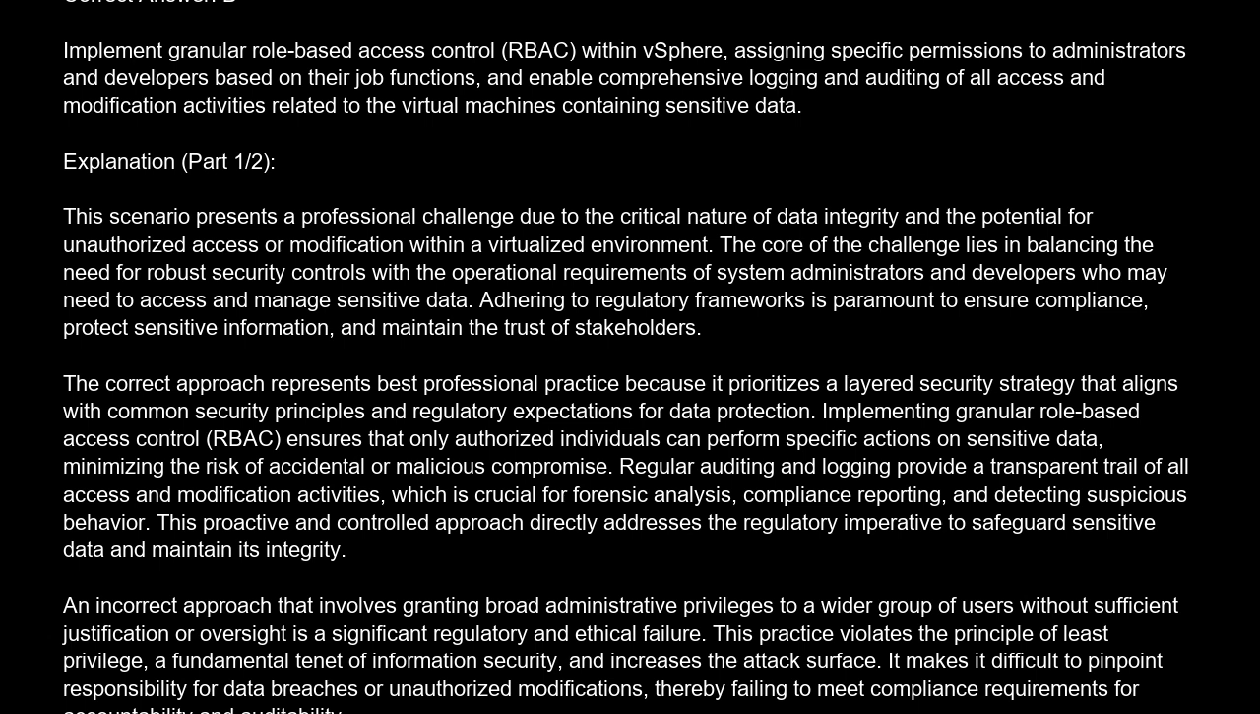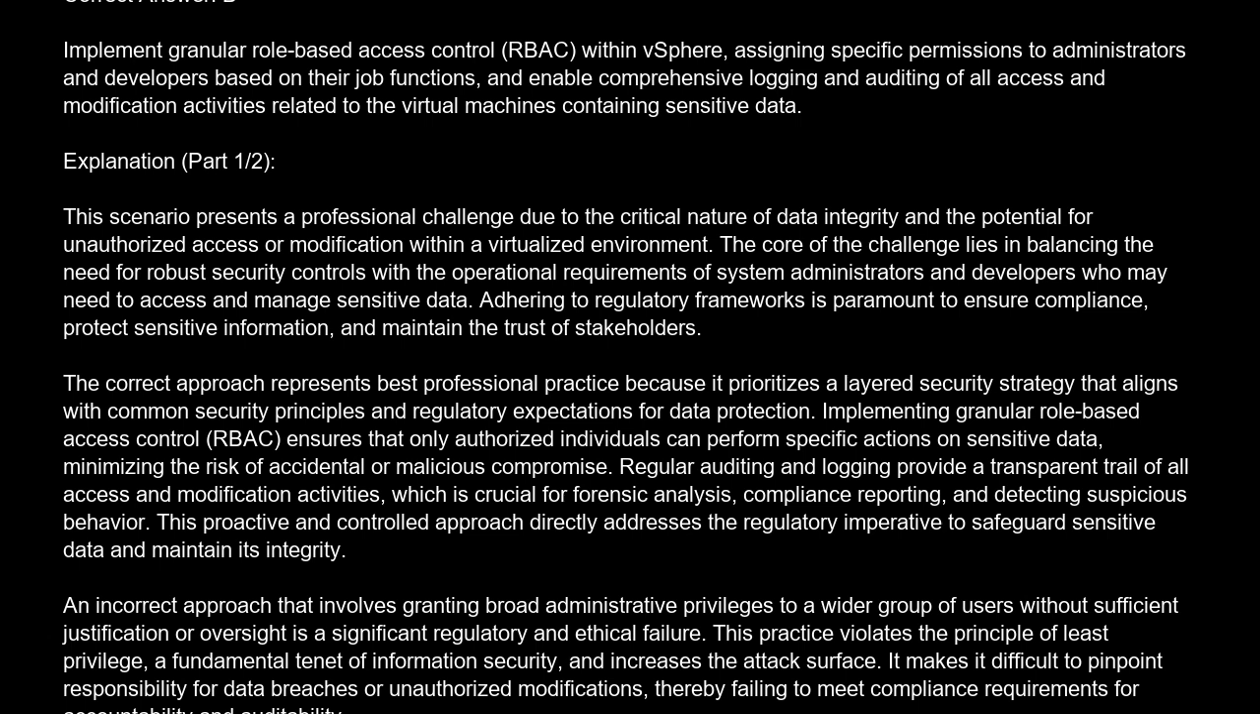Explanation. This scenario presents a professional challenge due to the critical nature of data integrity and the potential for unauthorized access or modification within a virtualized environment. The core of the challenge lies in balancing the need for robust security controls with the operational requirements of system administrators and developers who may need to access and manage sensitive data. Adhering to regulatory frameworks is paramount to ensure compliance, protect sensitive information, and maintain the trust of stakeholders.